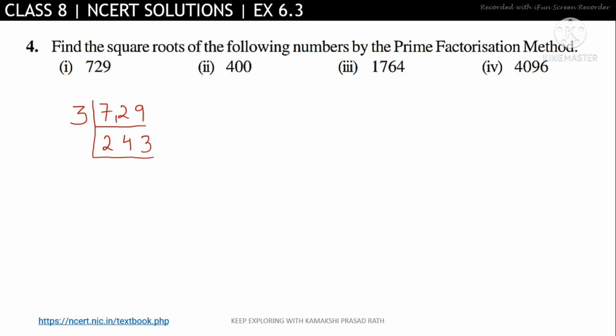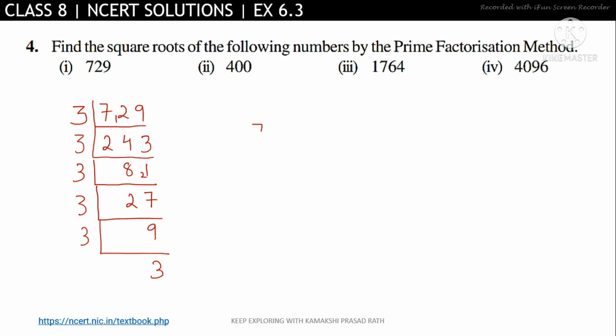Then again we can divide by 3. 3 8s are 24, 3 1s are 3. So we get 81. Again by 3, 3 2s are 6, the remainder is 2, so we get 21, that is 3 7s are 21. Again by 3, 3 9s are 27. Again by 3 we can divide, so we get 3 3s are 9. Hence our prime factorization is over now. So 729 can be written as 1 2 3 4 5 6, so 6 3s we have got. So 3 multiplied by 3, 6 times, as you can see here.